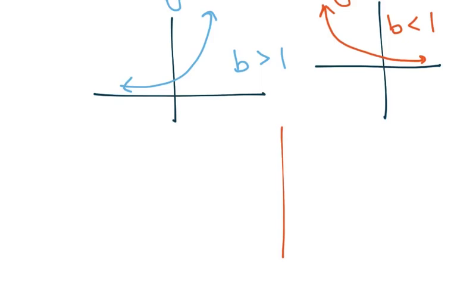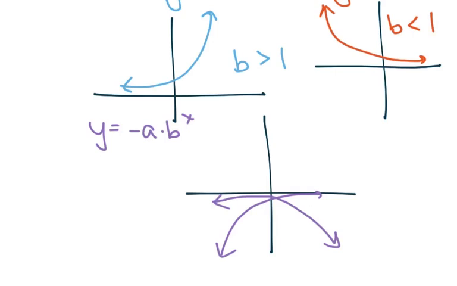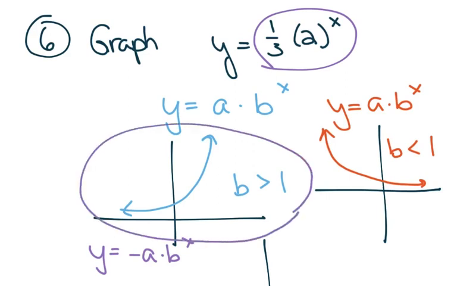So if I did y equals negative a times b to the x, that instead would look like this. And it depends on if b is greater than 1 or less than 1 as to whether it looks like that or that. But it gives you a general idea of what the graph should look like. What I expect you'll probably do is you'll probably just plug this in your calculator. When you do, you'll find out that the graph looks like this.